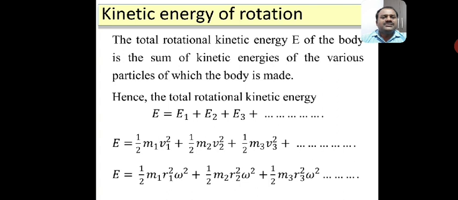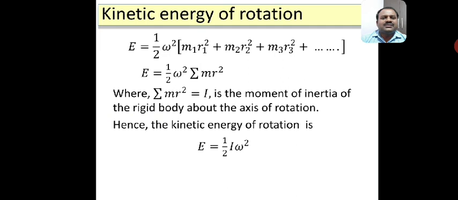So now in all these terms we have half and omega square as common. If we take that as common, we get E is equal to half omega square into m1 r1 square plus m2 r2 square plus m3 r3 square plus etc. So now the term inside the bracket can be written as summation m r square, and we know from our previous video that summation m r square is equal to I, the moment of inertia of the rigid body about the given axis of rotation. Hence the kinetic energy of rotation is E is equal to half I omega square.